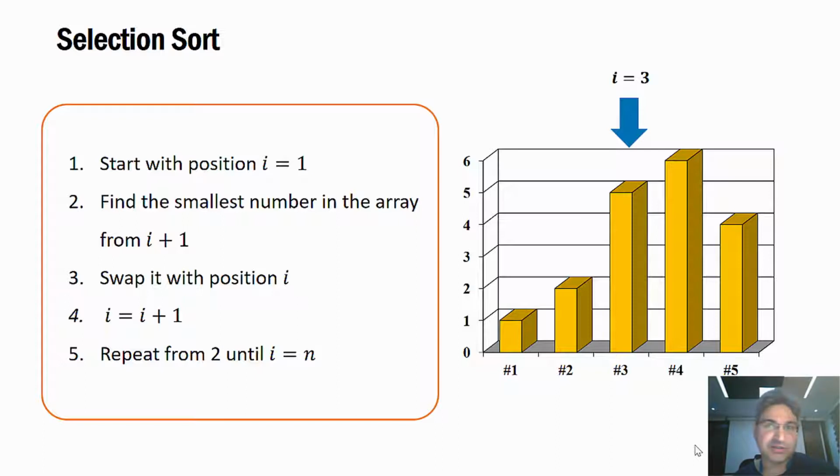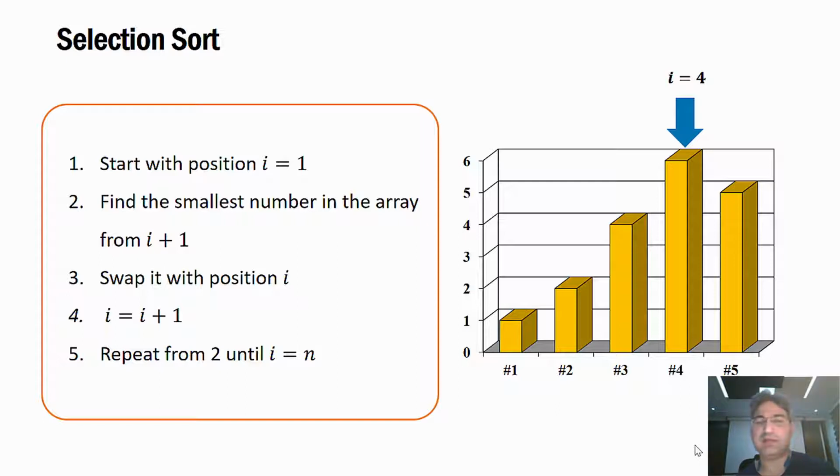In the third position, I have 5, but there is a smaller number. The smallest one from that point on is 4, which is in the fifth position. So I swap the places of these two. And then I move to the fourth position. Again, I can find the fifth position smaller. I swap them. So at the end, after running this algorithm, you are left with a sorted array.